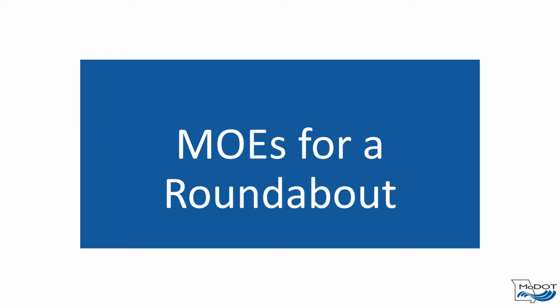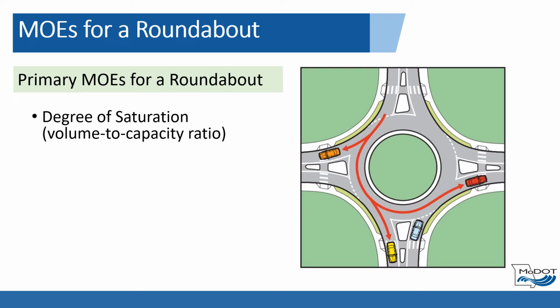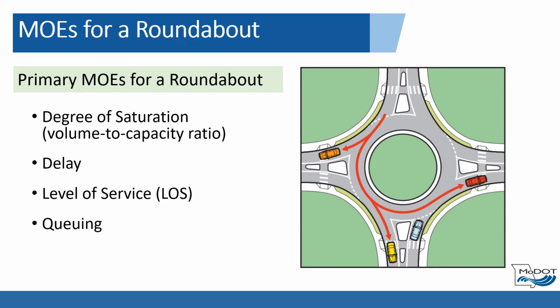Now that we have discussed the capacity model type, we can move on to understanding the MOEs for a roundabout. The primary MOEs for a roundabout include degree of saturation, or volume to capacity ratio, delay, level of service, LOS, queuing, and stop rates. These MOEs are displayed in a SIDRA movement summary table, which is shown in the next section called Movement Summary Table.